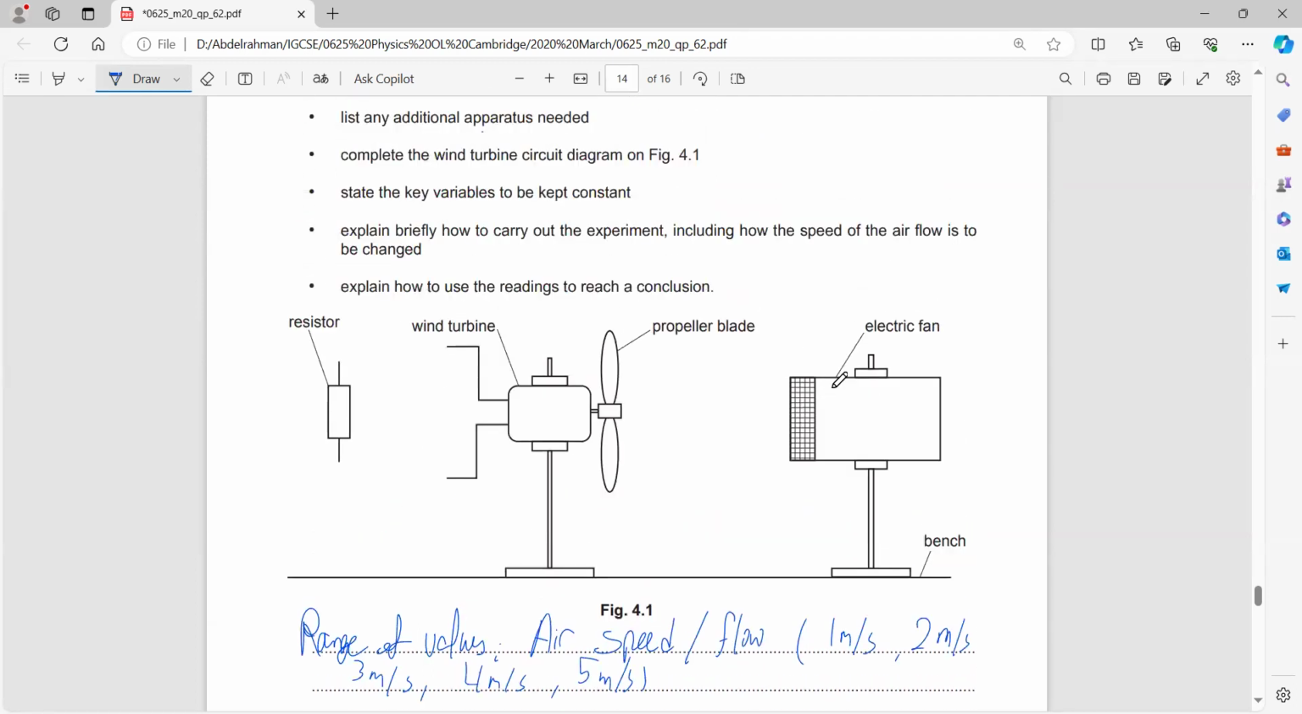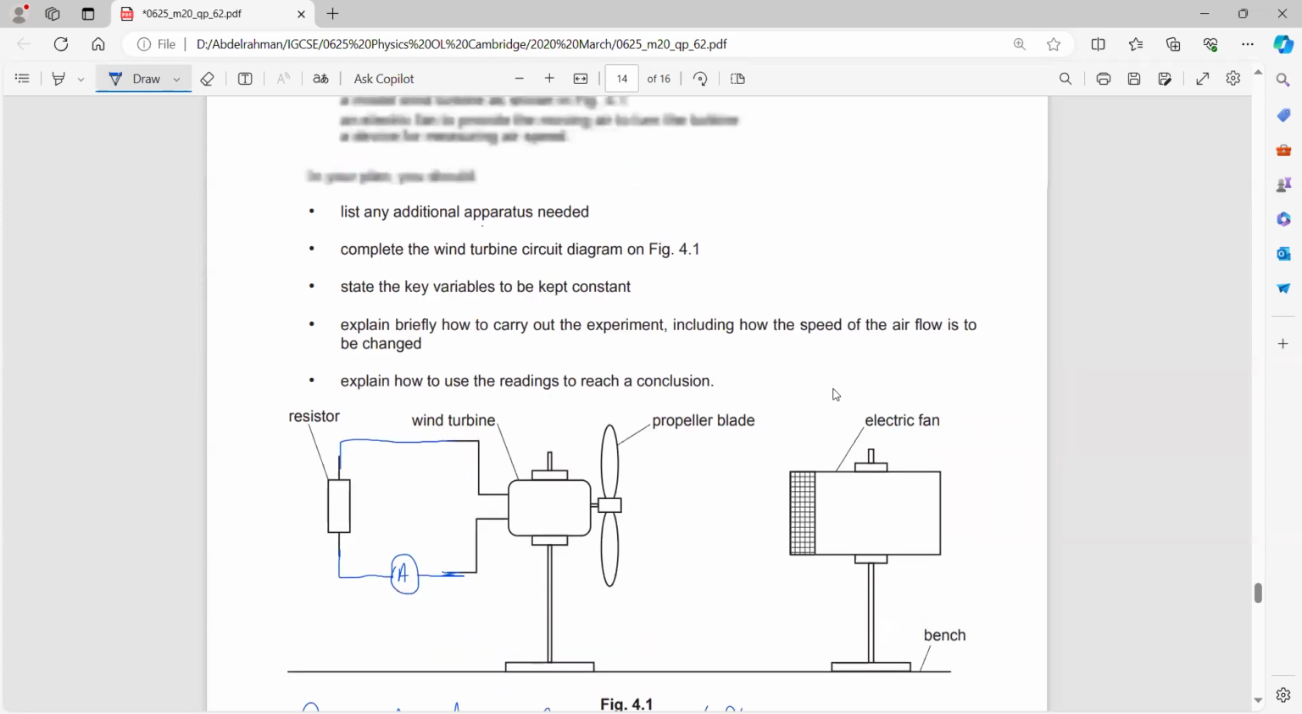Can I complete the circuit? Yes, I can definitely complete the circuit. This is quite an easy circuit. The only missing thing in this circuit is an ammeter. You need an ammeter. Why? Because he is measuring the current. And you can just complete the circuit. That's it, you've just completed the circuit. It's quite easy.